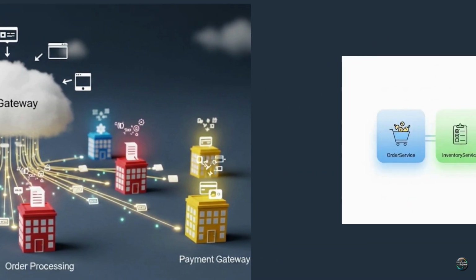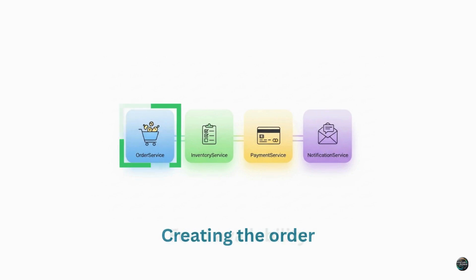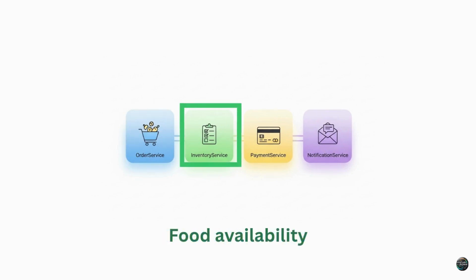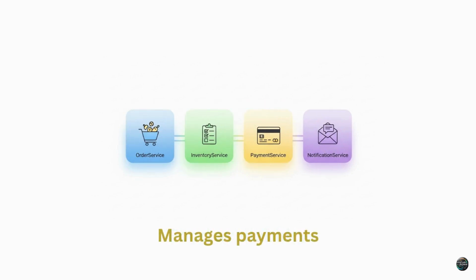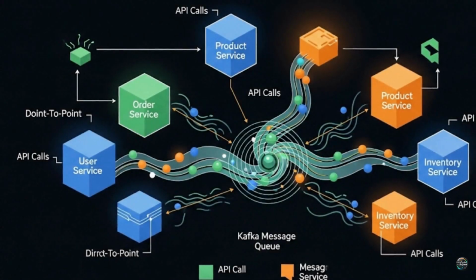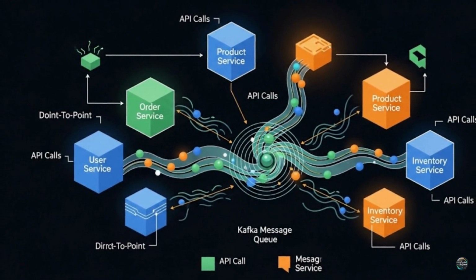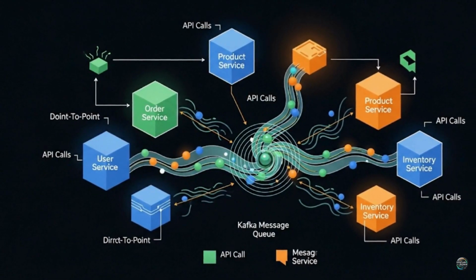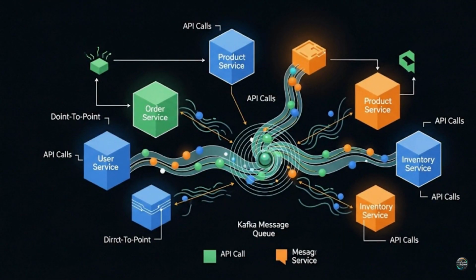For example, order service handles creating the order. Inventory service checks if food is available. Payment service manages payments. Notification service sends SMS or emails. These services talk to each other either via APIs or using message queues like Kafka. If everything looks okay, we move to the payment step.